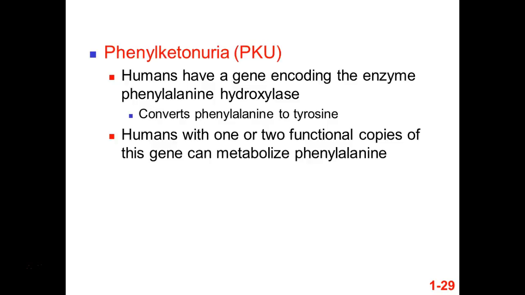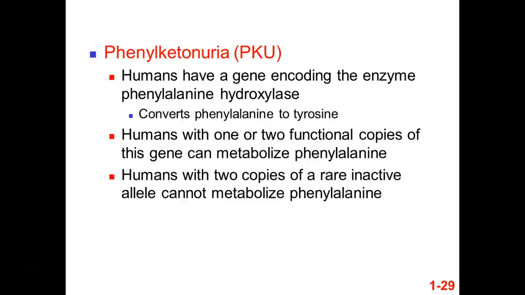So if it's defective, you're not making this enzyme. You cannot do this process of metabolizing phenylalanine into tyrosine. Okay, so what? You can eat these amino acids, right? You can eat things that contain phenylalanine. You can eat things that contain tyrosine. The thing is, you need to maintain balance, right? Not too much of something.